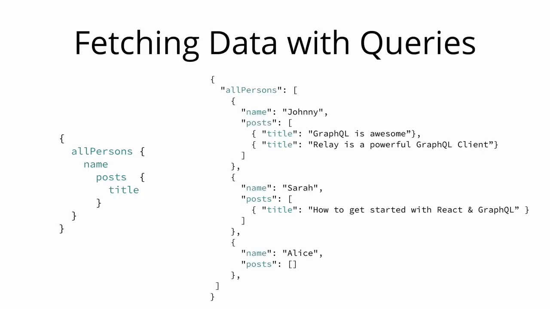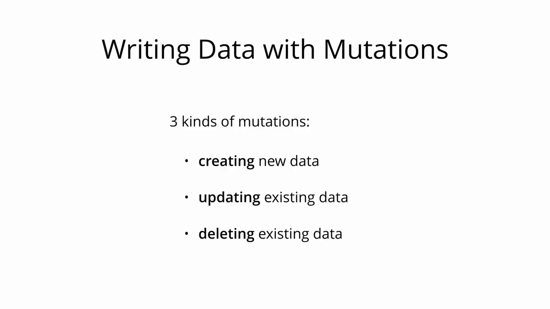So now we also see that each person has a list of posts in the server response. Next to requesting information from a server, the majority of applications also need some way of making changes to the data that's currently stored in the backend. With GraphQL, these changes are made using so-called mutations.